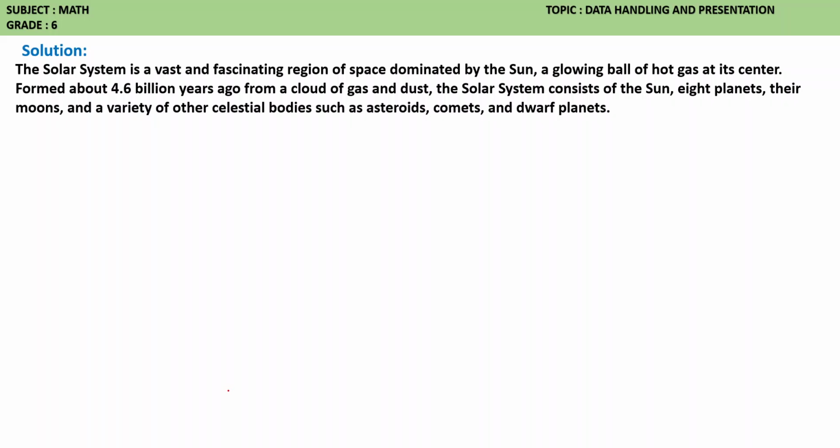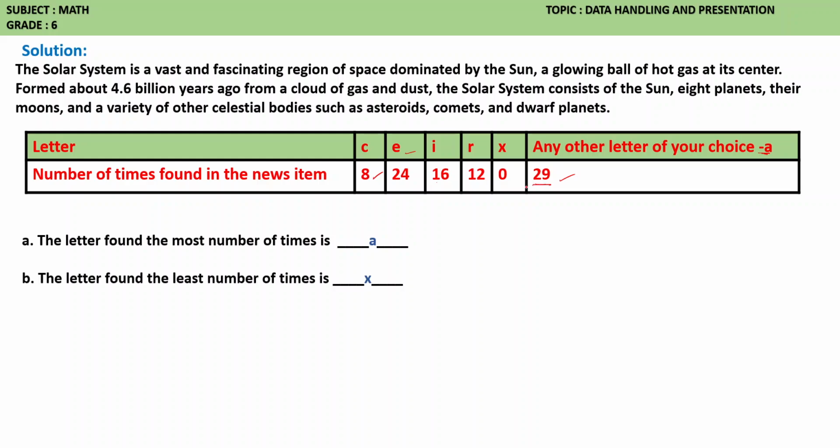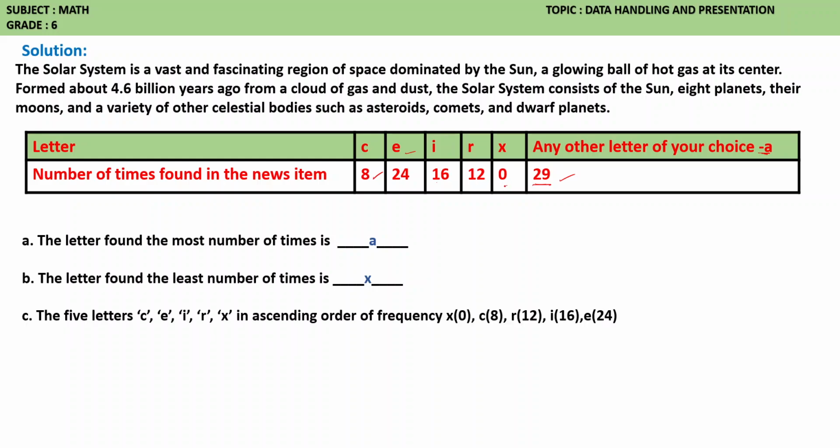From this passage, what is my letter count? C is 8, E is 24, I is 16, R is 12, X is 0. Any other letter of my choice I have taken is A, and its count is 29. So the letter found the most number of times is A, 29. The letter found the least number of times is X because it is 0.